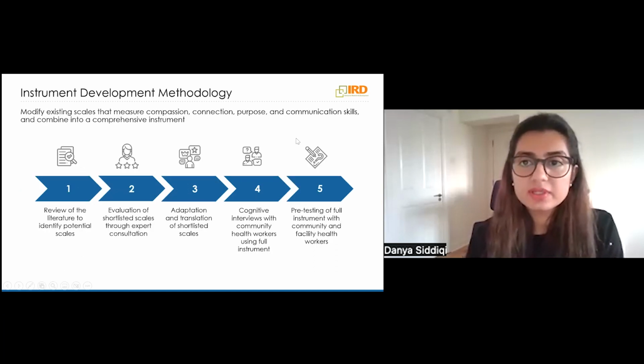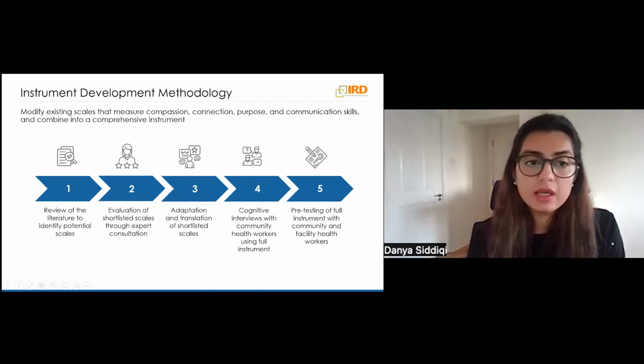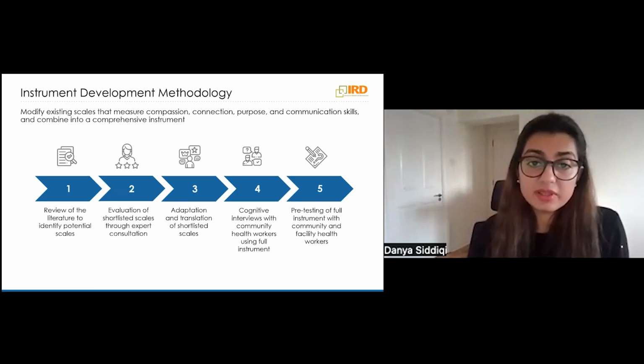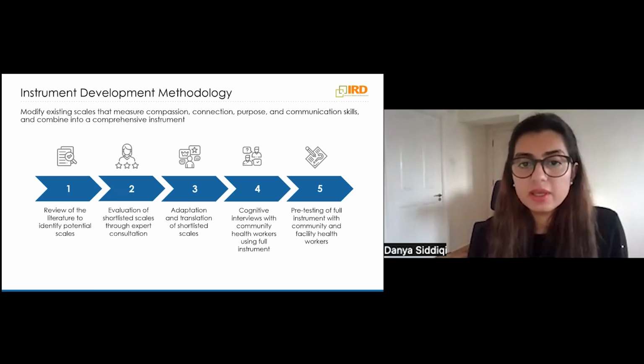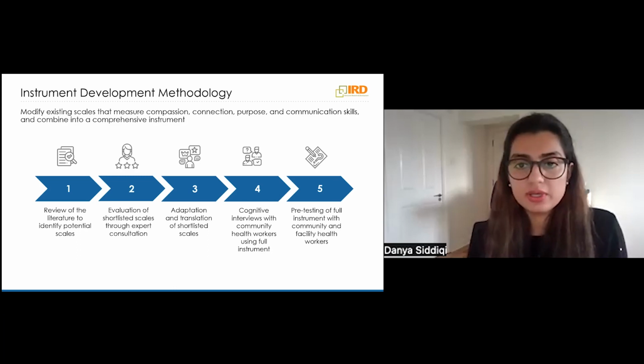So like I mentioned, this slide outlines a little more detail of the instrument development process. So again, in the first step, when we were developing our character strength instrument to gauge the impact of our character strength outcomes, we reviewed existing literature to identify the potential scales. Then in the second step, we evaluated and shortlisted the scales through expert consultation. In the third step, we adapted and translated the shortlisted scales. So they were essentially adapted to the local context and then translated into the local language.